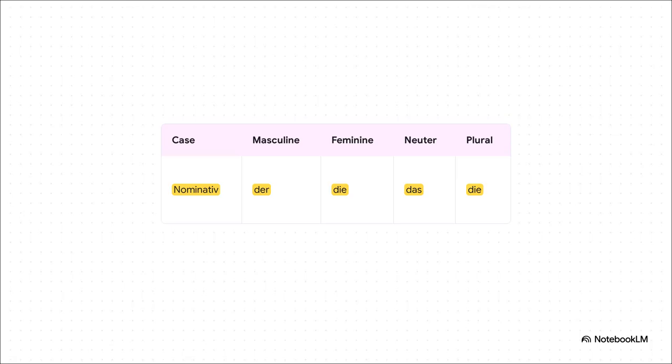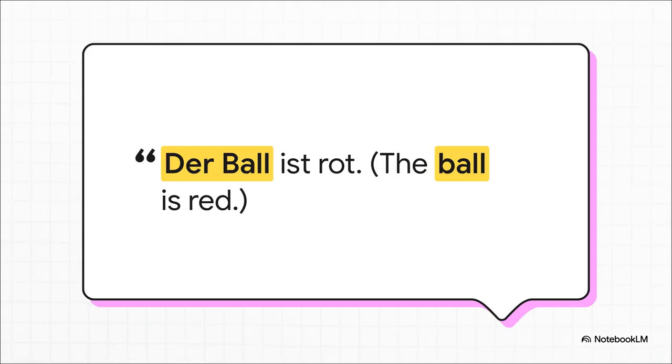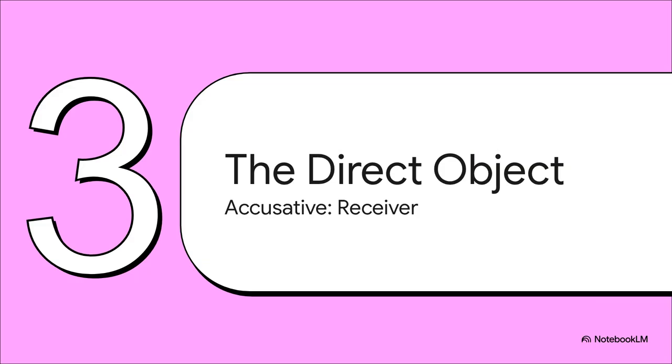And take a look at the articles for the nominative. They should look really familiar, right? They're der, die, das. These are the first words you learn for the. They are the defaults. This is home base for every noun. So in a simple sentence like, der Ball ist rot, the thought process is super easy. What is red? The ball. The ball is the subject, the star of this sentence. And since Ball is a masculine noun, we just use its default article, der. See? Simple enough.